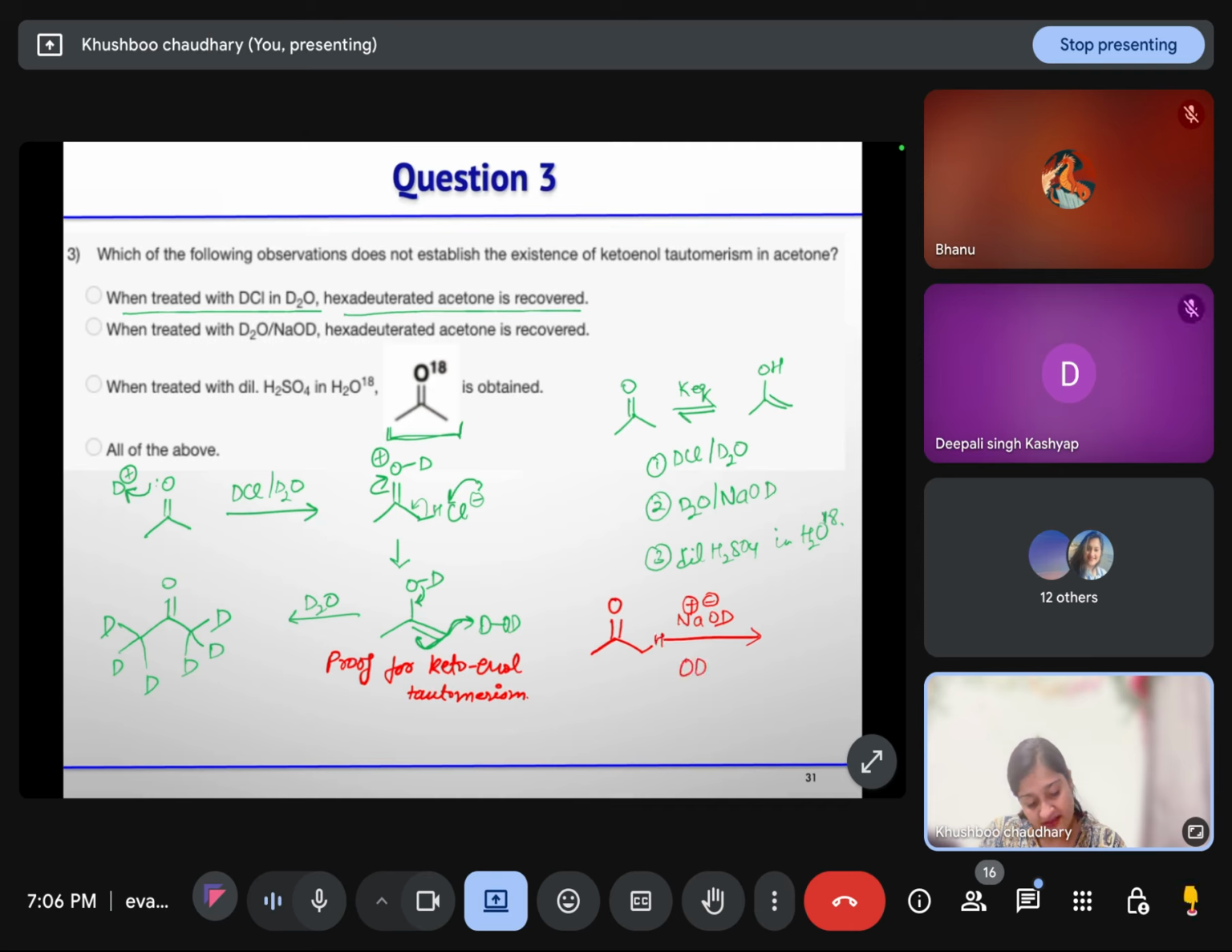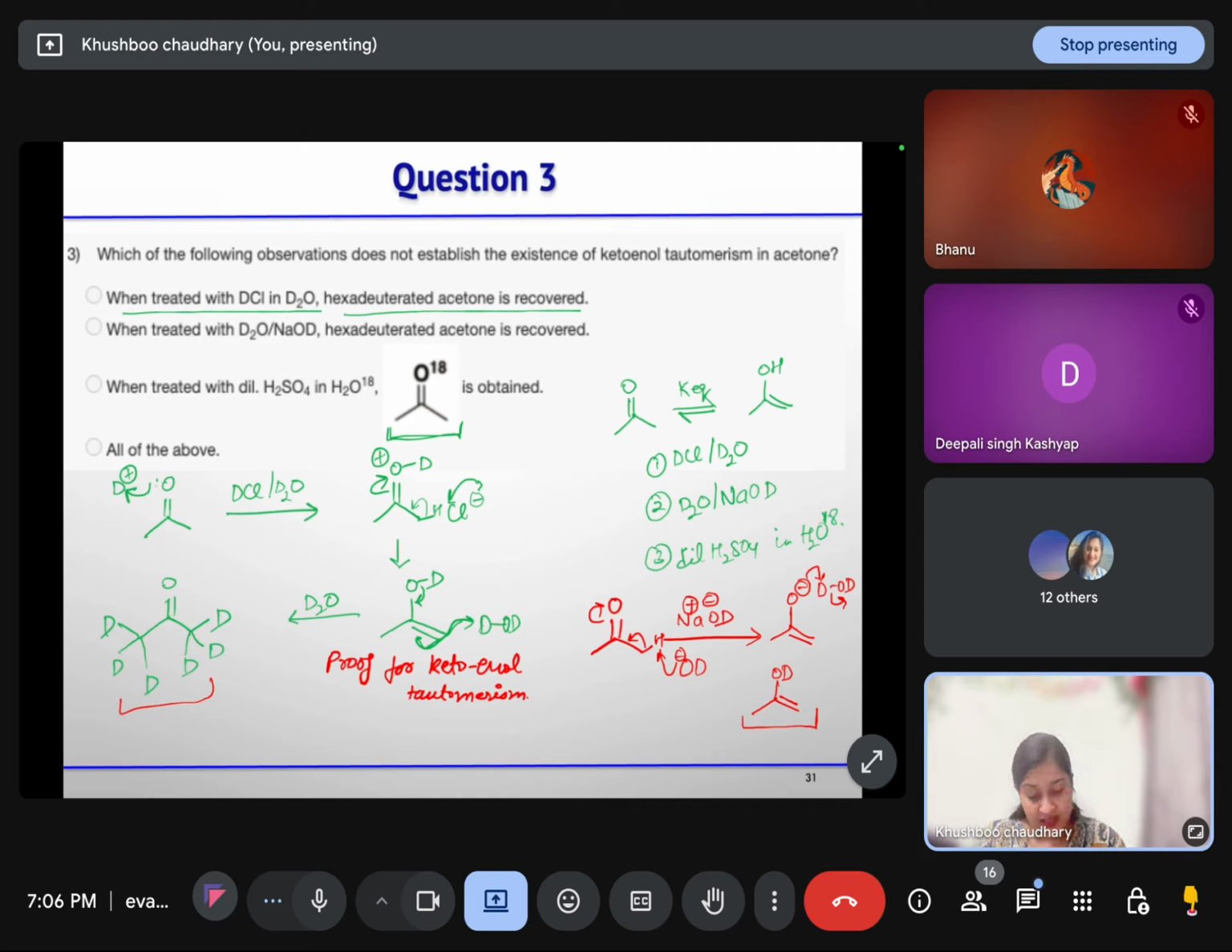So what will it abstract? Proton, and that is at the alpha center. So firstly, this enolate will generate, and then it will abstract deuterium from water. So this will form this deuterated enol. Okay, so this is also a proof of formation of the enol, and again in the presence of D2O, this process will also be reversible. So you will get the same product as for the acid catalyzed tautomerization. Clear?